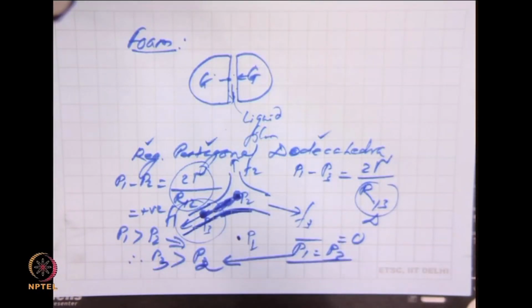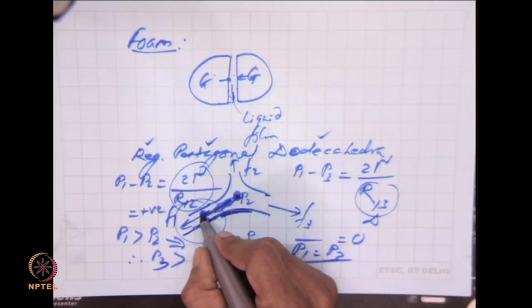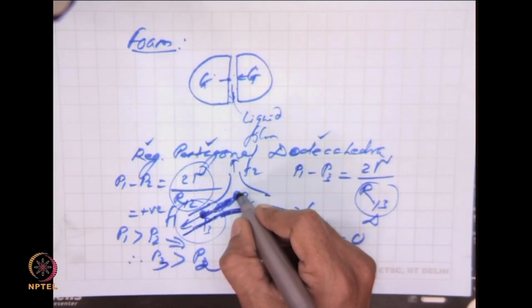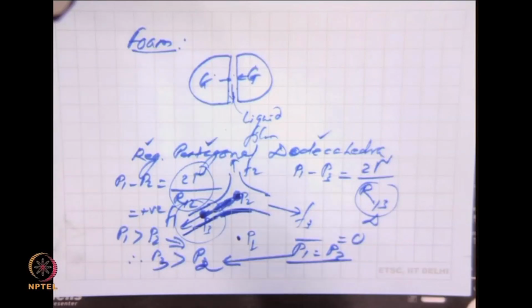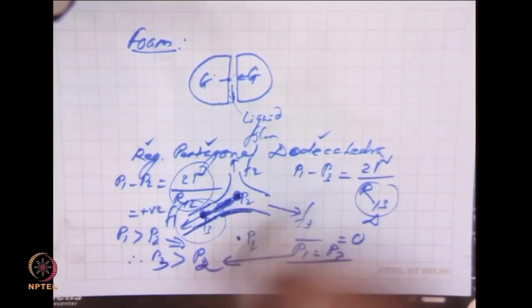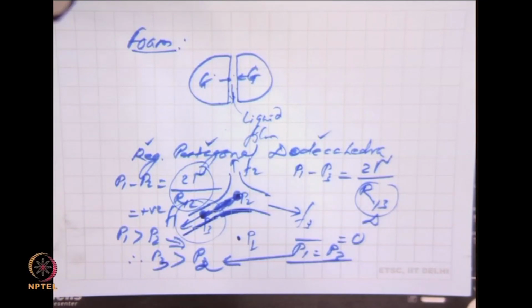All these sides are connected, all the Plateau borders are connected, they form a network. So everywhere the liquid is flowing from the center of the film towards the center of the Plateau border, and through the Plateau border network the liquid is flowing downward, all right, which means this should be possible to visualize.